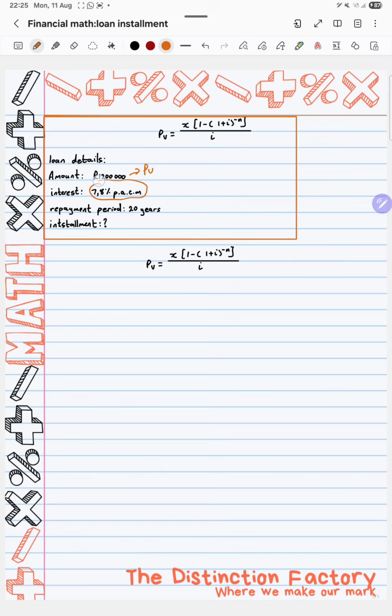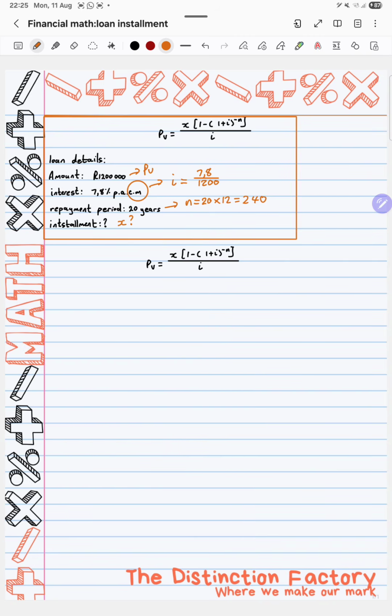We've got our interest rate here, and it's important to take note that this is a compounded monthly interest rate. So when I'm subbing in as i, because it's compounded monthly, it needs to be over 1200. Okay, then we've got our period as 20 years. Now remember, we're repaying every single month because it's compounded monthly. So our n will be 20 times 12, giving us 240. And then our unknown happens to be our installment, x.